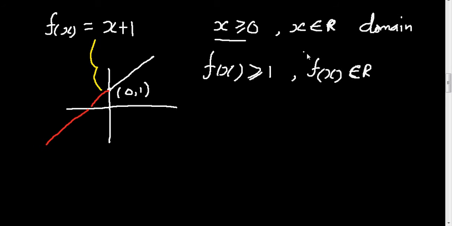Now this statement doesn't negate this statement here. You're saying all the y values include all real numbers and the y values have to be greater than or equal to 1. It's not one or the other, it's both. Both these statements have to be true. Same with the domain: x has to be greater than or equal to 0 and x includes all real numbers. So that's how it works. Good. All right, so let's look at another function.